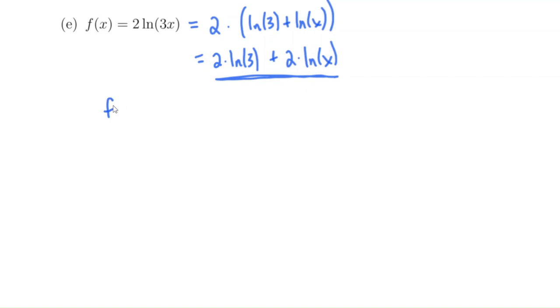Okay, so now what is f prime of x? Well, again, the derivative of 2 times ln of 3, that's just 0 because this is just a constant. Okay, now what about 2 times ln of x? Well, that's just going to be 2 times the derivative of ln of x, which is 1 over x. So our final answer is just 2 over x.